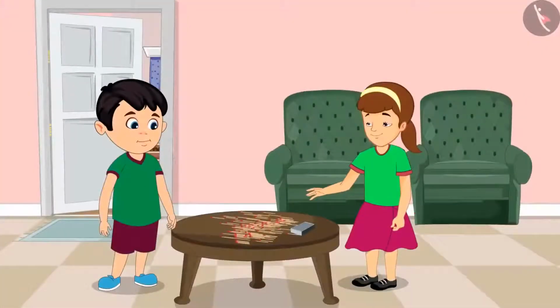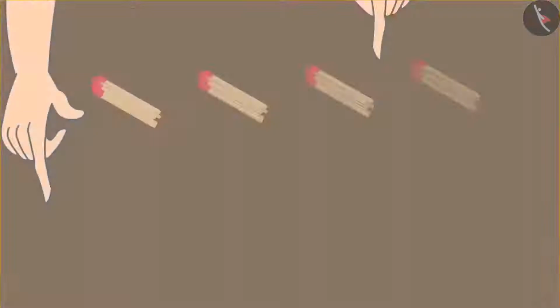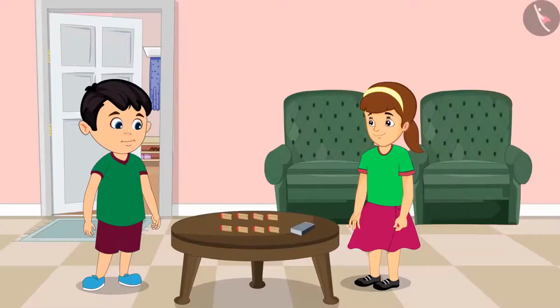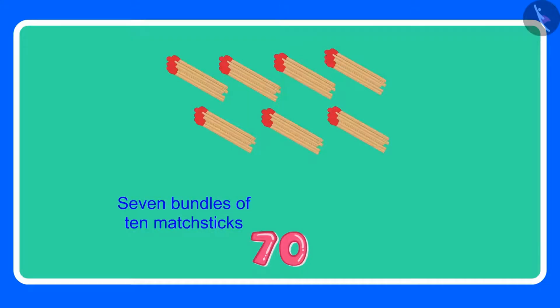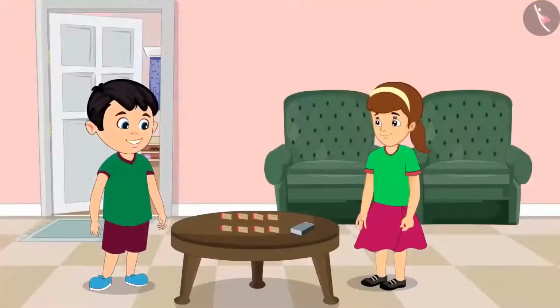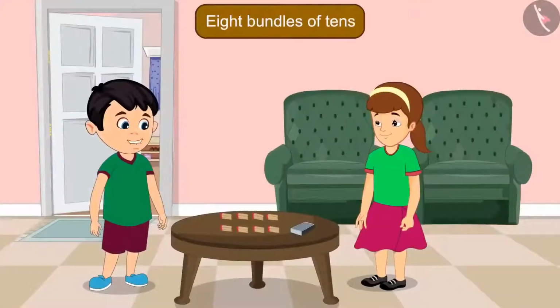Please make bundles of 10 each of these so that counting becomes easier. Alright, I will count. So these are now 70 matchsticks. Oh, Chotu, how many bundles have you made? Aarti, for 70 we needed 7 bundles and 70 has a 0 also, which means 10 more matchsticks. Therefore, I have made 8 bundles of 10 matchsticks.